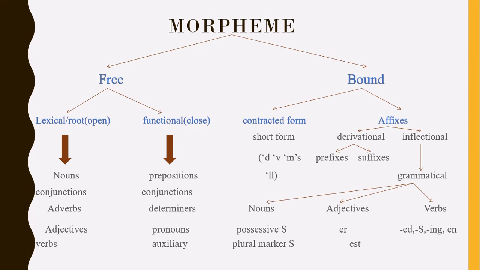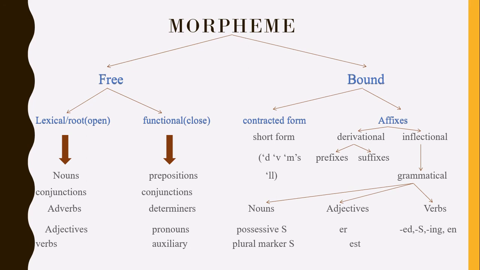Then, as I said, morpheme is divided into free and bound, and within free morpheme we have two categories: lexical, or what we call root, or also we refer to them as open class, okay? Because they can receive more morphemes. So if we take nouns, conjunctions, adverbs, adjectives, verbs, they are lexical free morphemes, and they are open class because they can receive more morphemes.